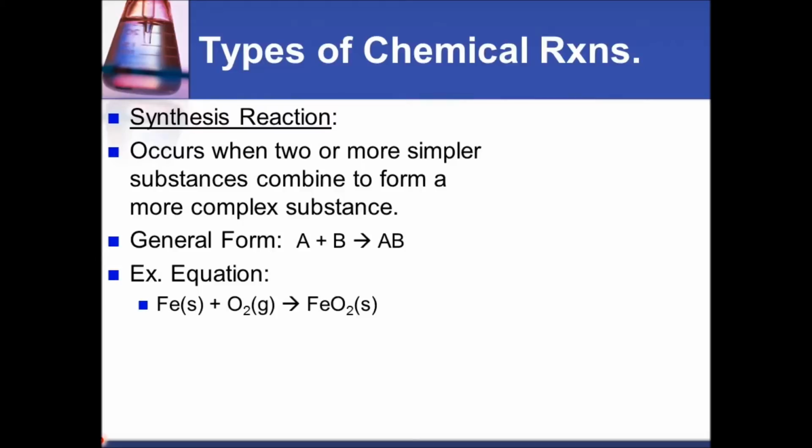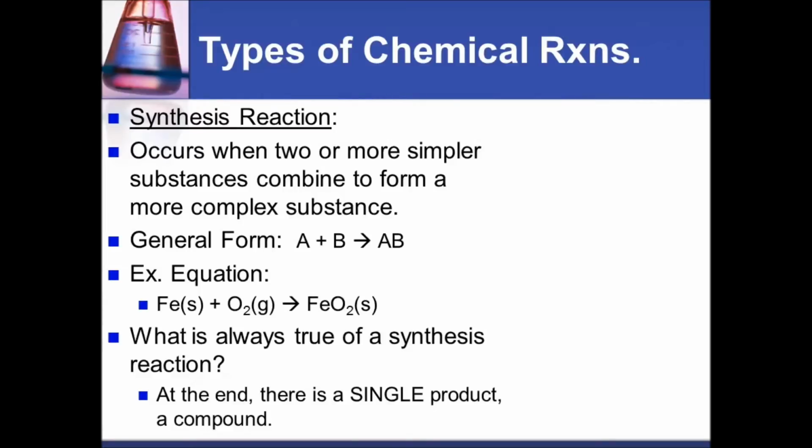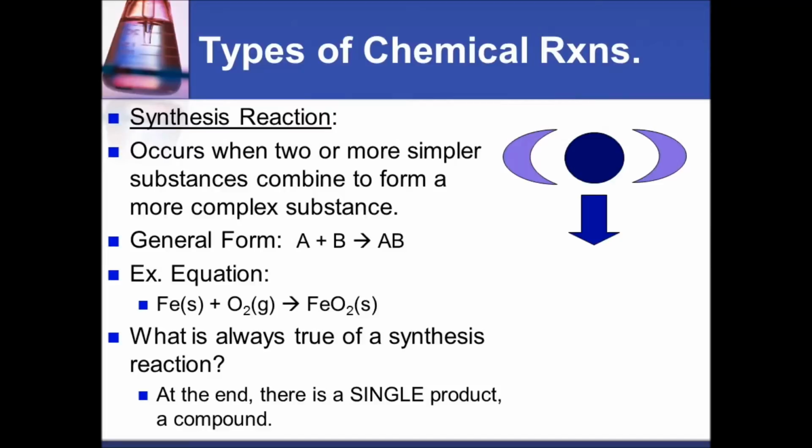You have iron in the solid form plus oxygen in the gas form, and they combine to make iron oxide. So that's just rusting. So what's always true about a synthesis reaction? Well, at the very end, you always have one single product. So the way you can pick these out is there is one thing on the right-hand side. Here is just a visual representation. So here you have start with two things. They combine to form one thing.